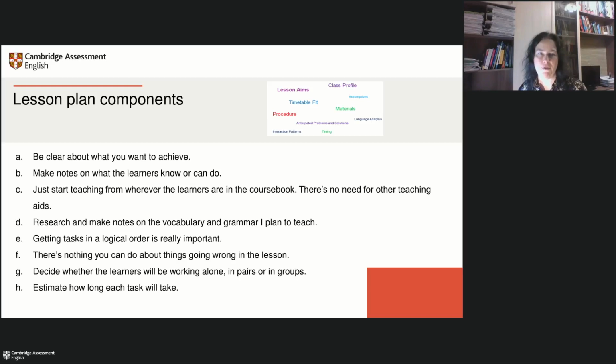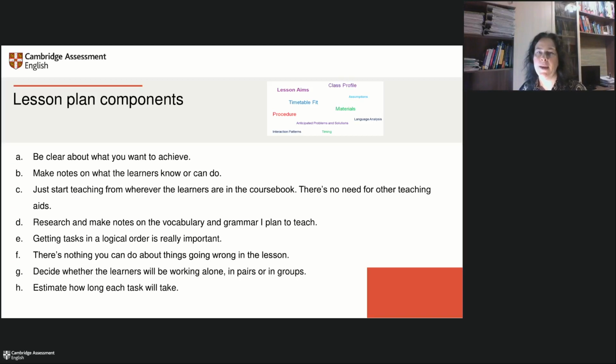How about F? There is nothing you can do about things going wrong in the lesson. What might this cover? You mentioned that it is a false statement, because you don't anticipate the problems, right? Exactly.